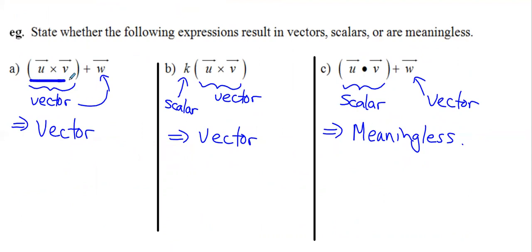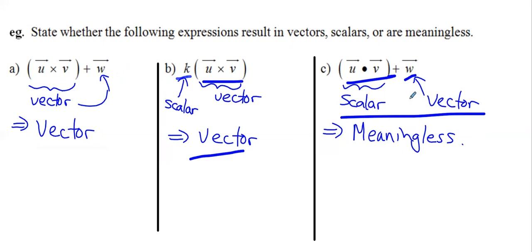So here you have a cross product which produces a vector. When you add another vector, you get a vector. K is a scalar here, multiplied by a vector produces a vector. Scalar, when you get a dot product, adding a vector. That doesn't make sense. You cannot add a scalar and a vector. Doesn't make any sense whatsoever.